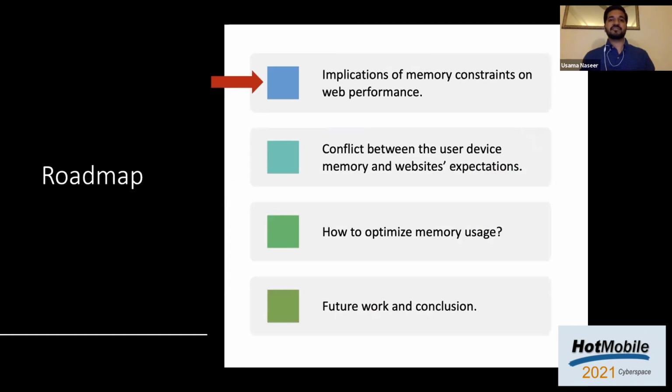I'll start with describing the impact of memory constraints on the web. Second, I'll show that low-end memory devices are still very common in developing regions, and the websites are not actively catering to the unique memory landscape. Third, I'll talk about how we can optimize memory consumption on the web and present our vision for the system. Finally, I'll shed some light on future work and conclude.